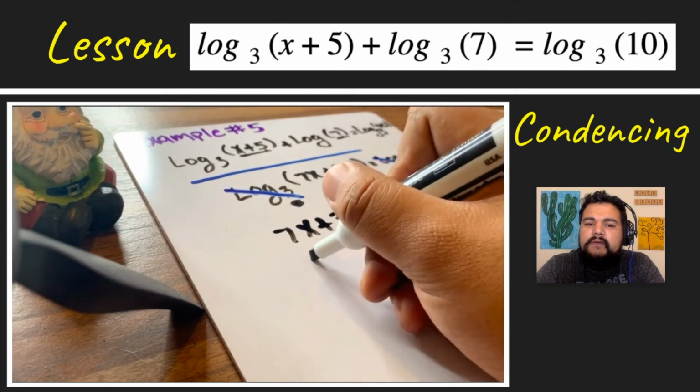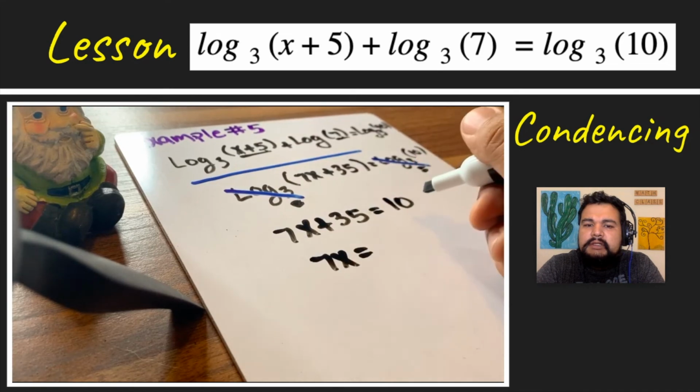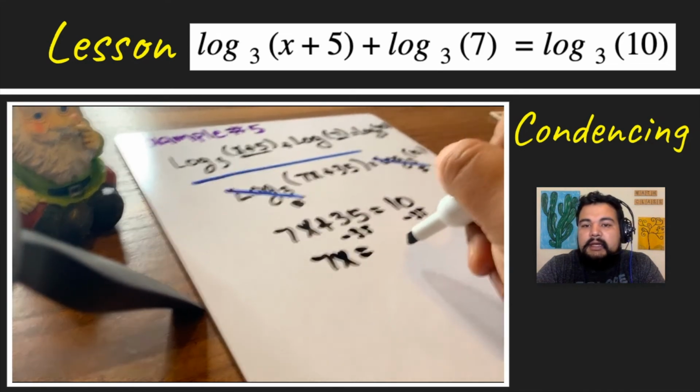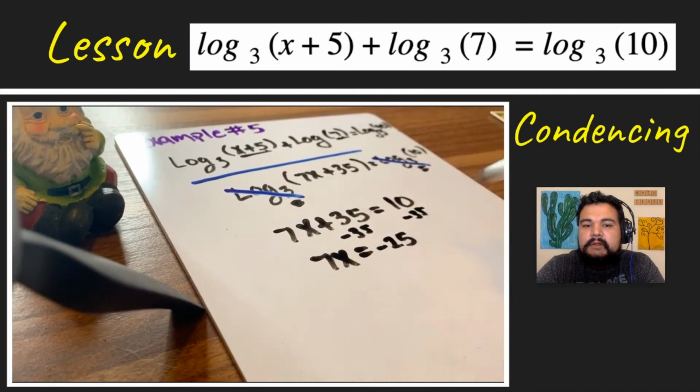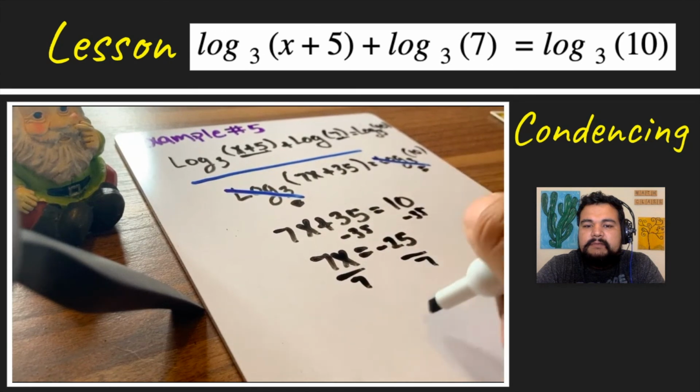So we need to solve for x by moving the 35 to the other side. So 10 minus 35 is negative 25. And we're going to divide by 7. So the answer is negative 25 over 7.